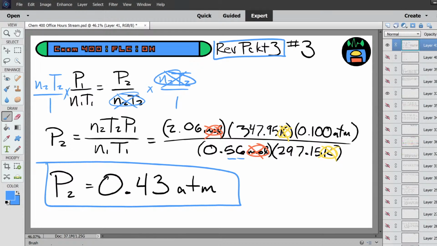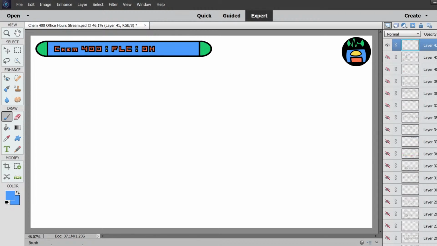All right. Okay. This is good. This will be, again, just really good reinforcement for Hess's law.